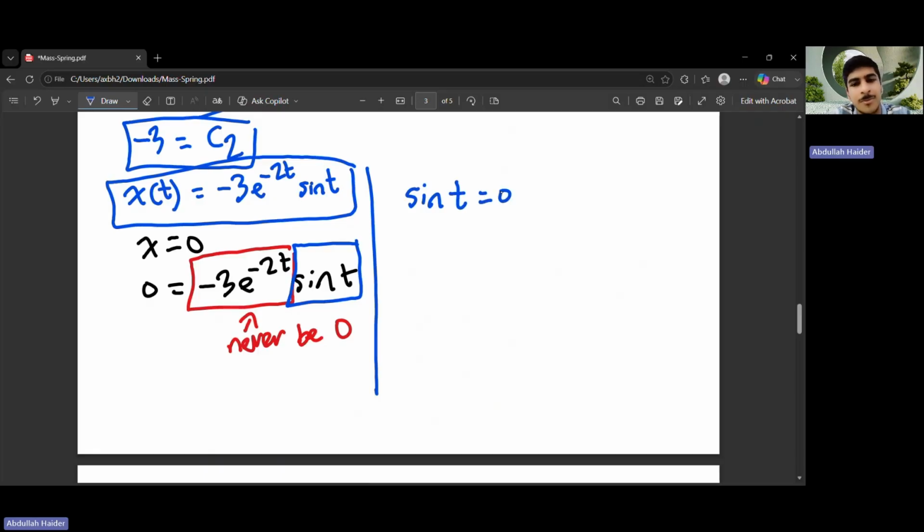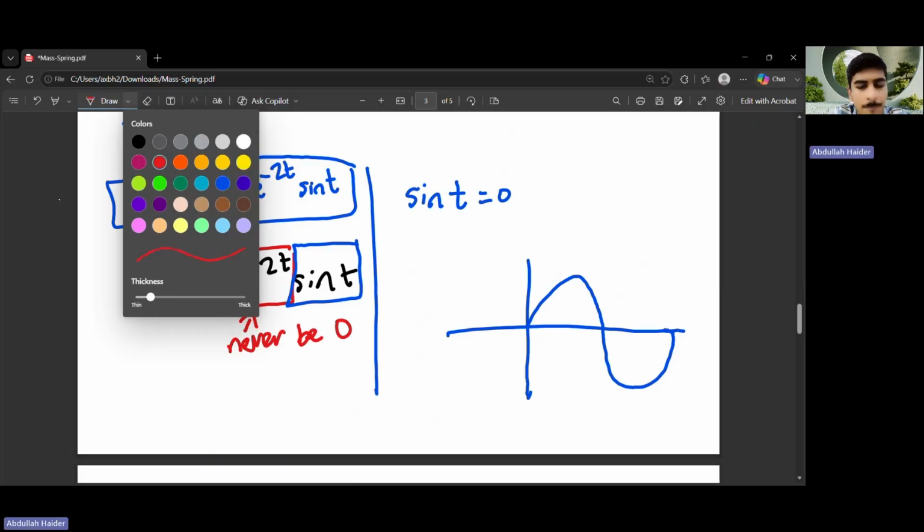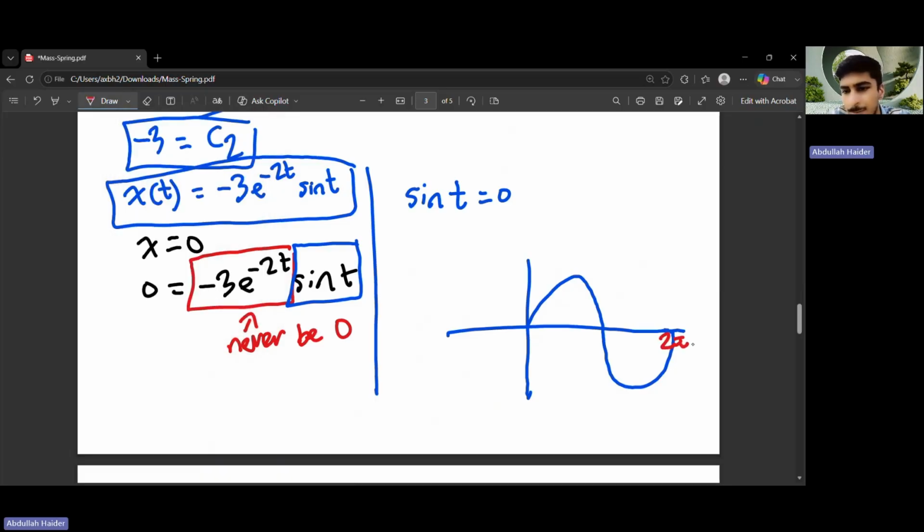Sine t is equal to 0. So what we can do is draw a graph. I'm sure you know this from Calc 1 and Calc 2. A sine graph looks something like this. It has a period of 2 pi. This is 2 pi. This is pi. This is 0. This is 1, -1. So the sine graph looks something like this. It was already at 0 in the beginning. Let's assume that this was your t1. Now, when does it become 0 again?